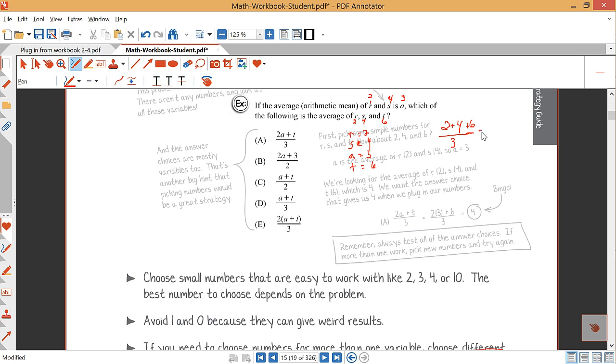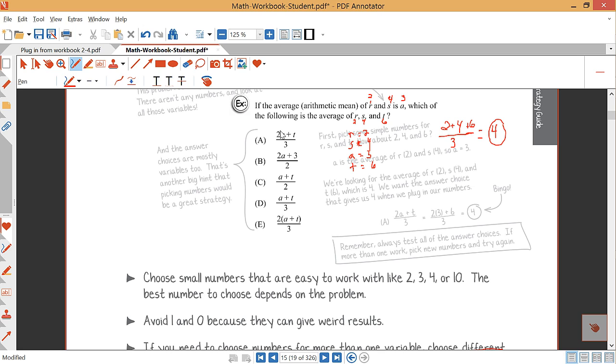The next step is to solve it. So 2 plus 4 is 6, plus 6 is 12, divided by 3 is 4. Our answer is 4, and we are always going to circle your answer choice so you know what you're looking for. What we want to do now is go back using our variables that we've got here, plug them into the answer choices, and see which of these, and hopefully only one, will give us the answer 4.